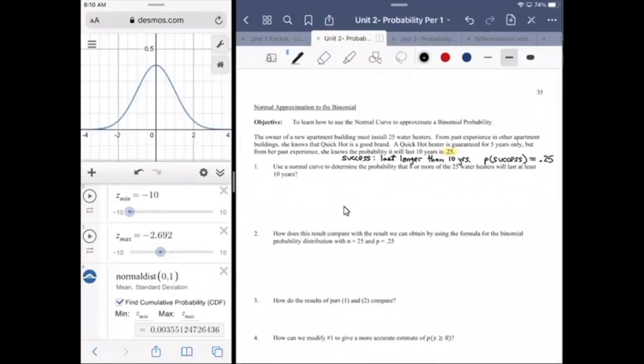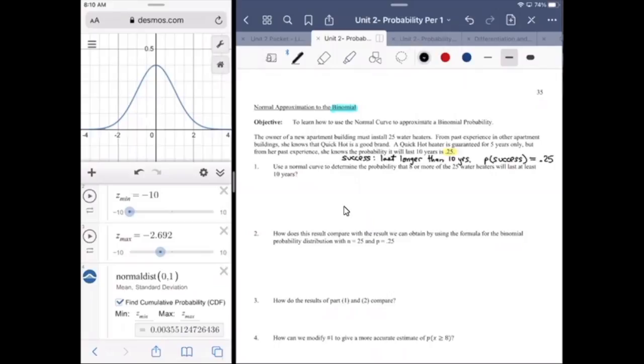All right, so the first part of the problem here is to use a normal curve to determine the probability that 8 or more of the 25 water heaters will last at least 10 years. Well, first off, the title says normal approximation to the binomial. So the big question here is, is this a binomial situation?